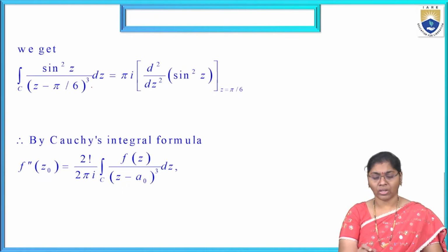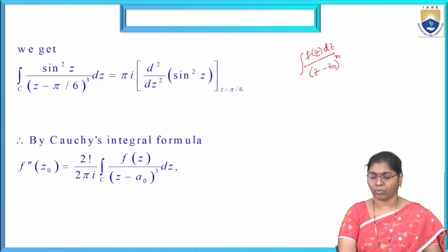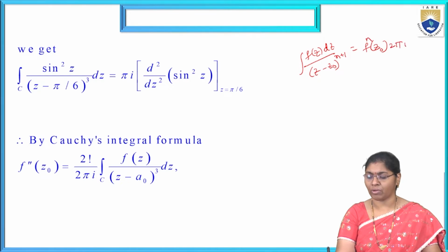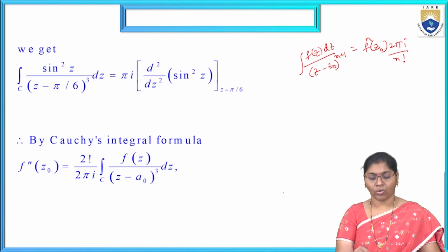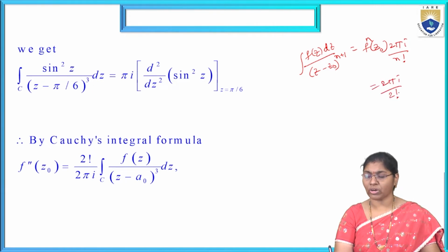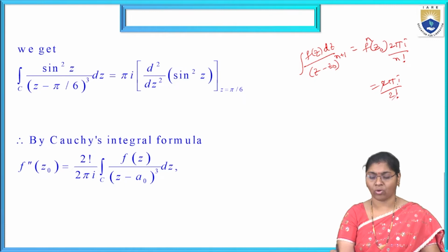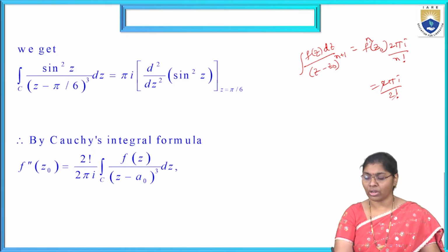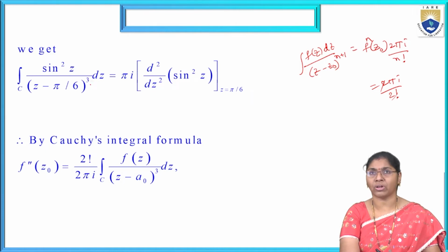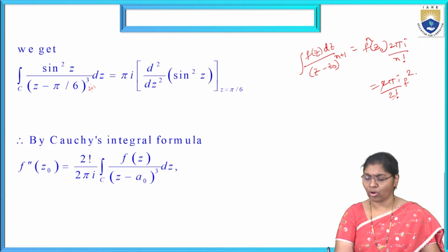Now the formula is 2 pi i. The formula is the integral of f of z dz by z minus z naught whole power n plus 1 equal to 2 pi i by n factorial into f n of z naught. Now here n factorial means 2 factorial. 2 pi i by 2 factorial, the 2 gets cancelled, so pi i only. Now here the degree is n plus 1, which is 3, so n is nothing but 2. 2 plus 1 equal to 3. Here n equal to 2. That means here f 2 of z naught.